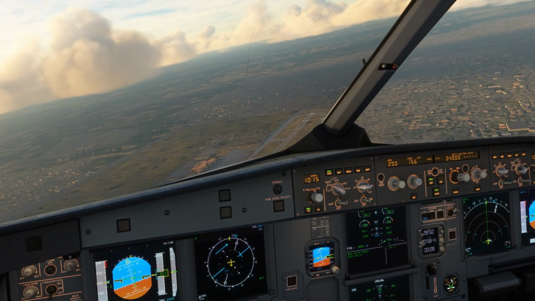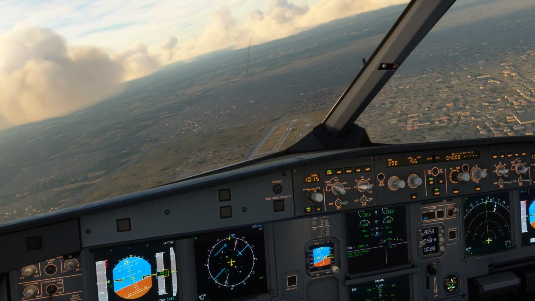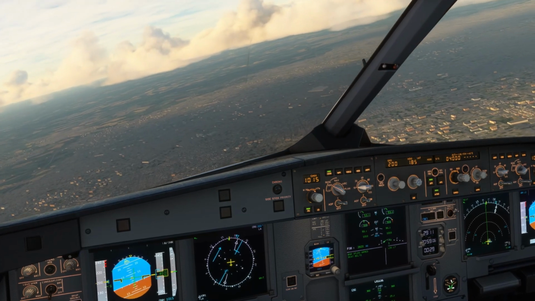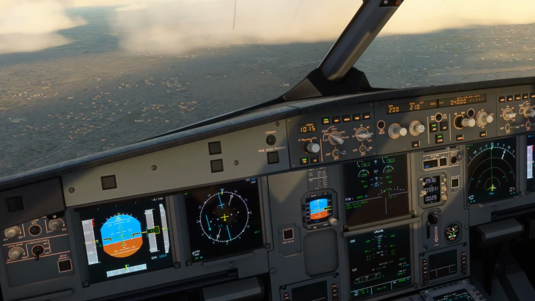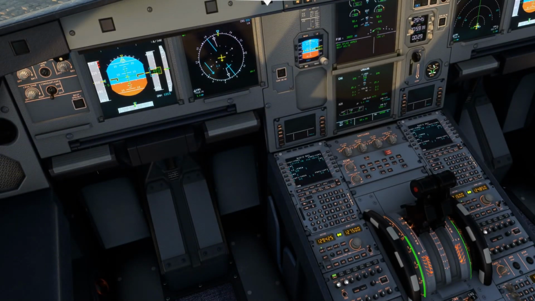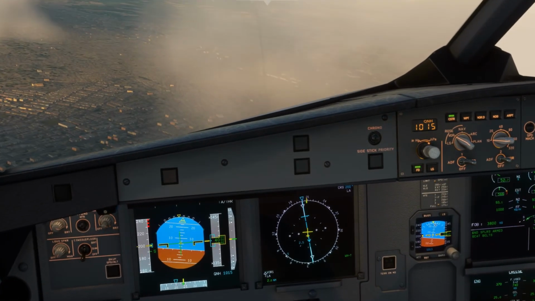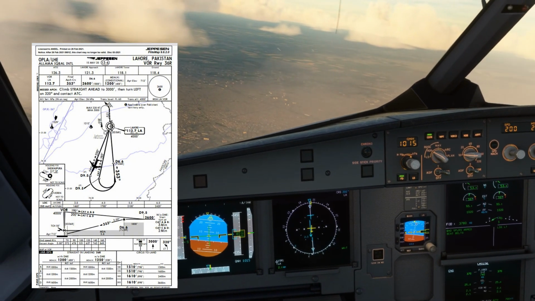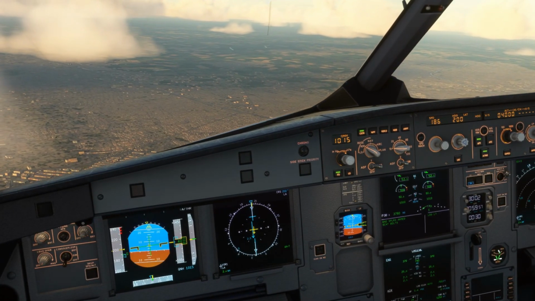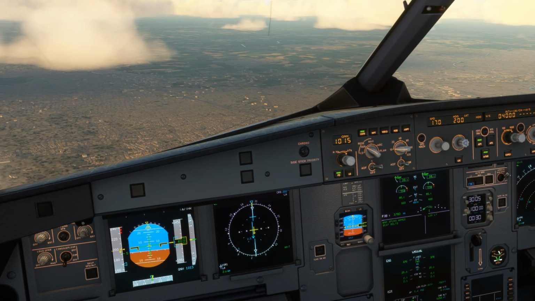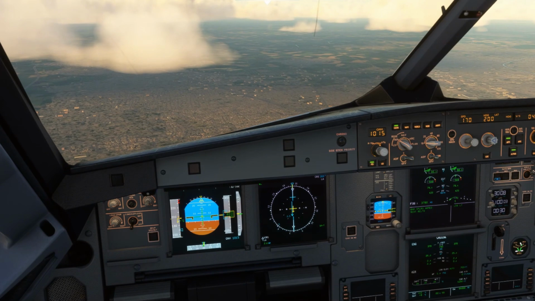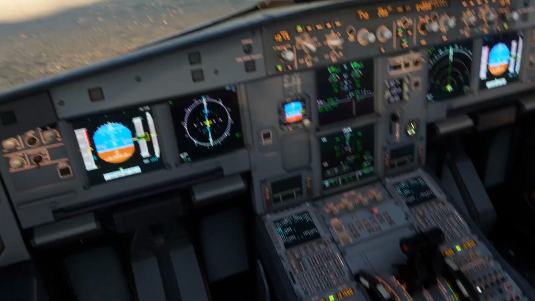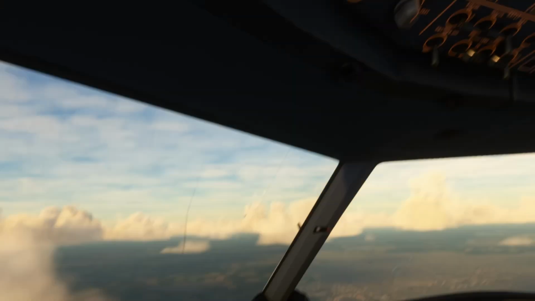Turning right for 200. We have intercepted radial 200 and proceeding outbound till 9.5 DME. Reduce our speed to 170 knots. Flaps 2. Speed check, flaps 2.